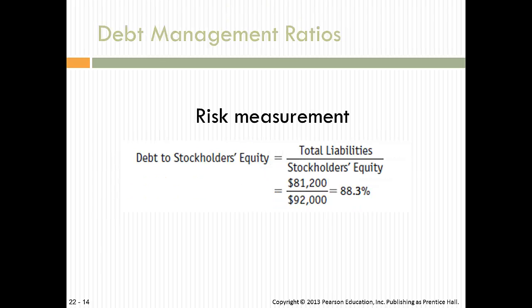Debt to stockholders' equity is a ratio that measures the risk of creditors in relation to the risk of stockholders. It's computed by taking total liabilities and dividing it by total stockholders' equity. This ratio is best used in comparison to other similar companies. In this example, we arrive at 88.3%.